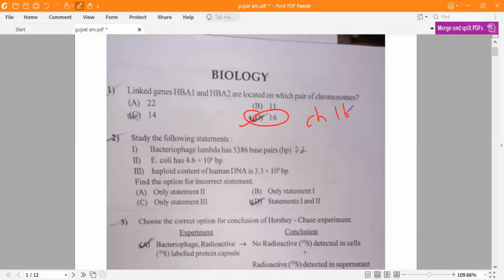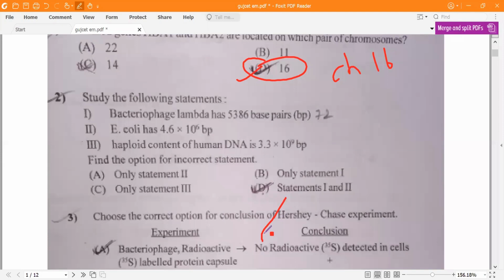Then next, they have given you different statements from the paragraph on page number 96. Bacteriophage lambda has how many base pairs? The first statement says lambda has 5386. It is incorrect. And E. coli has 4.6 × 10⁶ base pairs. It is correct.